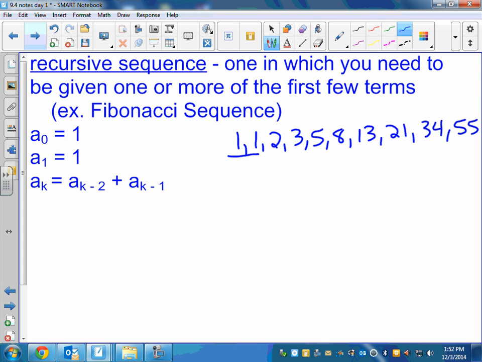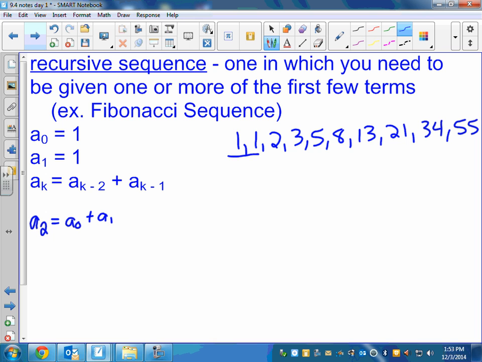And so this is the formula for a Fibonacci sequence. It looks really scary, but think about it. They start with A0 and A1. The next one in the sequence would be A sub 2. So if you plug 2 in for k, what's 2 minus 2? It's A0 plus what's 2 minus 1?